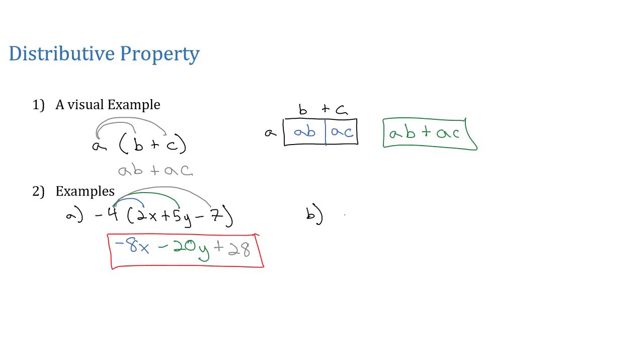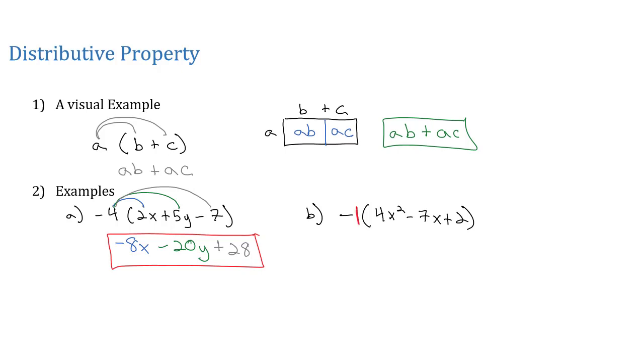Let's try one more example. Let's just do negative times 4x squared minus 7x plus 2. Here, we don't see anything in front of that negative. If there's no number written, we can assume the number is 1.